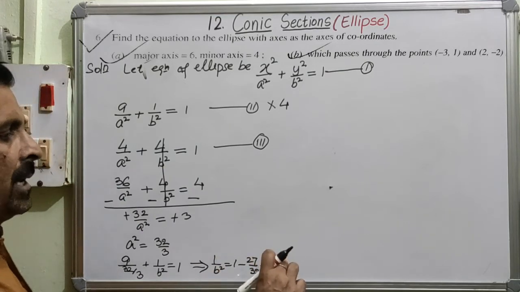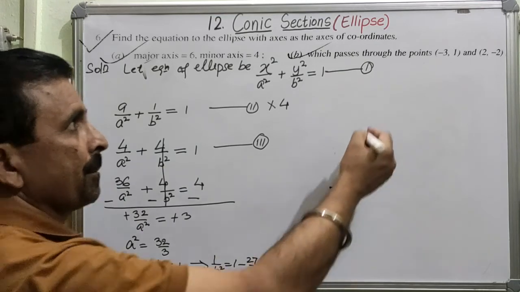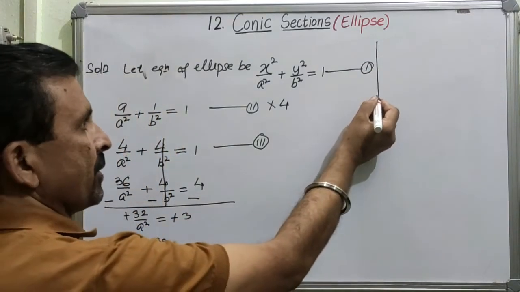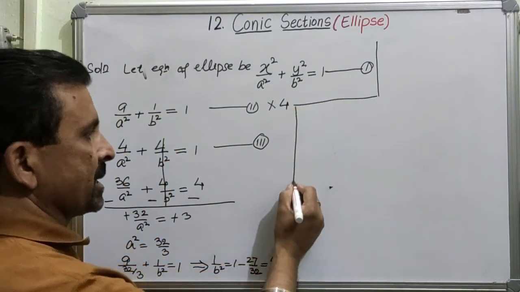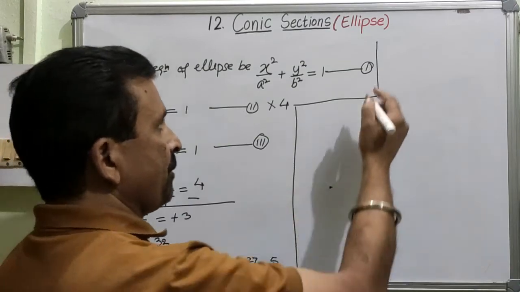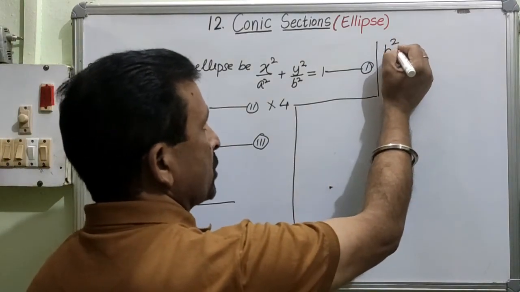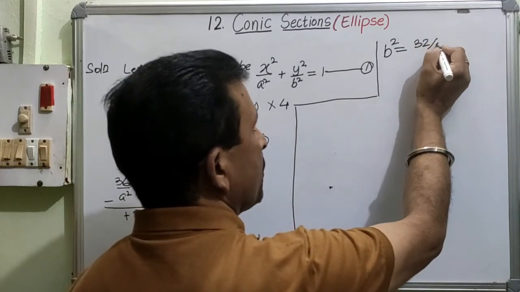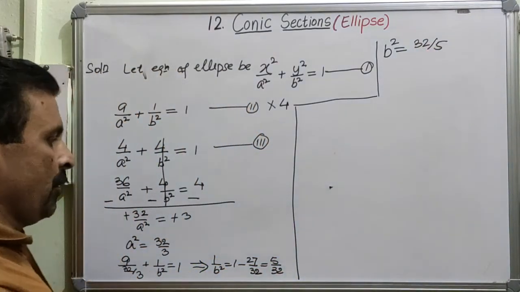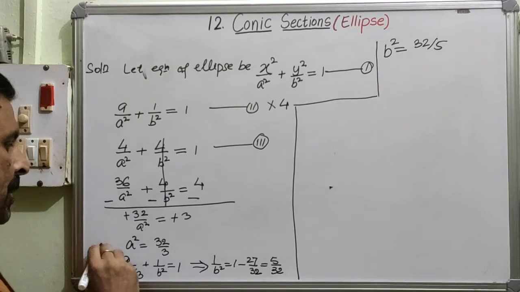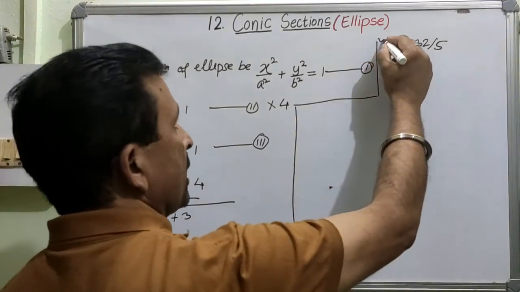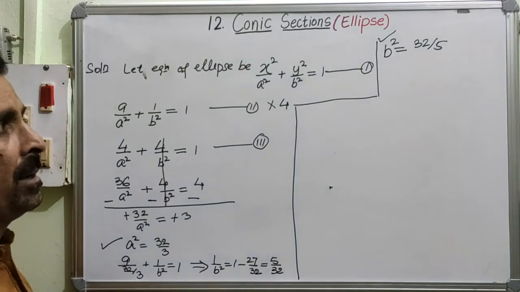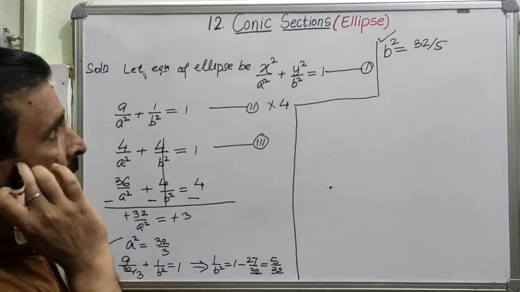So what we can do is, we will flip both sides. As a result, what will happen? See now. Let me make the space. Now this will be flipped. So b square will be equal to 32 over 5. Is it okay? Now we got the value of a square, and we got the value of b square. We are going to put the value of a square and b square in equation number 1 to get the final equation of the ellipse.